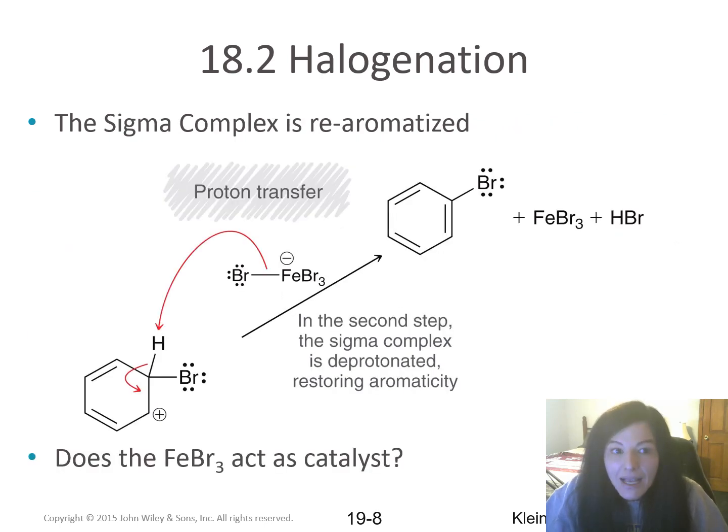The sigma complex is then re-aromatized when the bromine iron tribromide complex abstracts a proton from the same carbon that the bromine added to. The electrons from the carbon-hydrogen bond go back into the ring to re-establish aromaticity, reforming that third bond.